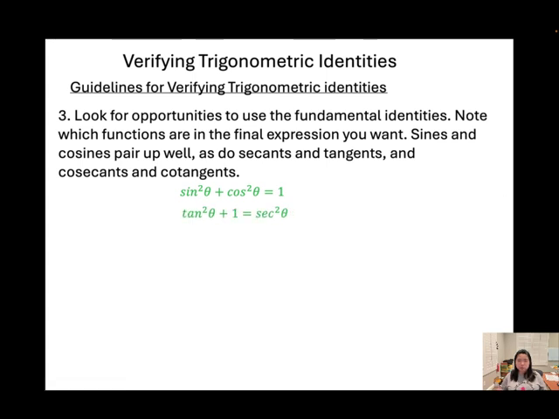Also, tangent squared plus 1 equals secant squared, and 1 plus cotangent squared equals cosecant squared. I need you to remember all these identities.